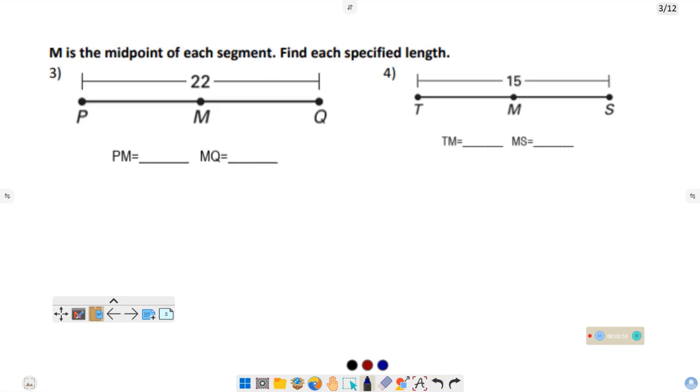All right, remember, midpoint cuts things in half. Yesterday we had a graphic of that cheeseburger cut in half. All right. So this would be 22 divided by 2, which is 11. Yes, it's 11.